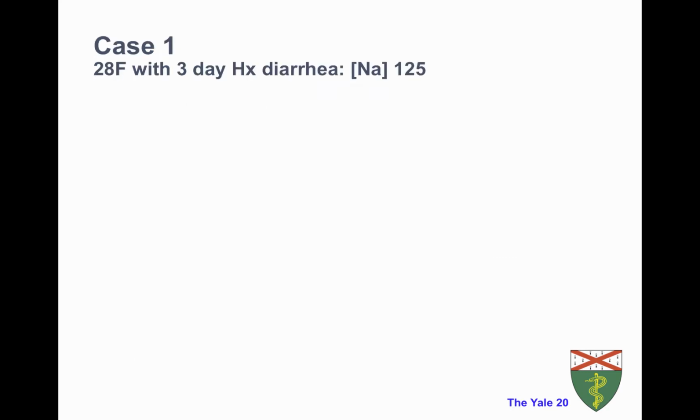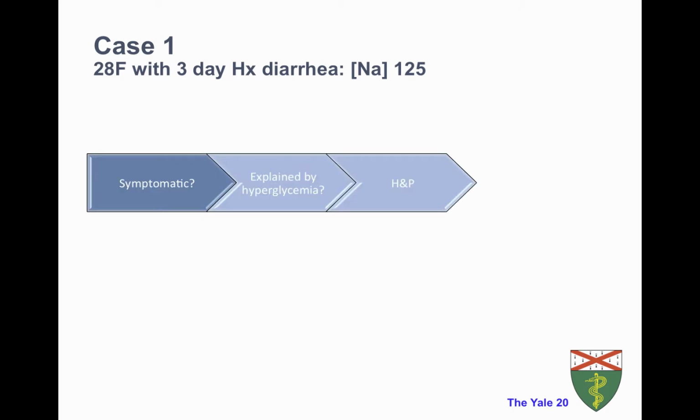Our first case is of a 28-year-old woman with a 3-day history of diarrhea found to have a sodium of 125. We start by going through the steps we outlined before. We find that she's asymptomatic, she's normoglycemic, and on history, she tells you she's been suffering from a GI illness for the past several days and has been making an effort to drink water to stay hydrated. On exam, she's tachycardic and orthostatic with dry oral mucosa. And with this data in mind, we try to answer the question, why is our patient unable to suppress ADH secretion?